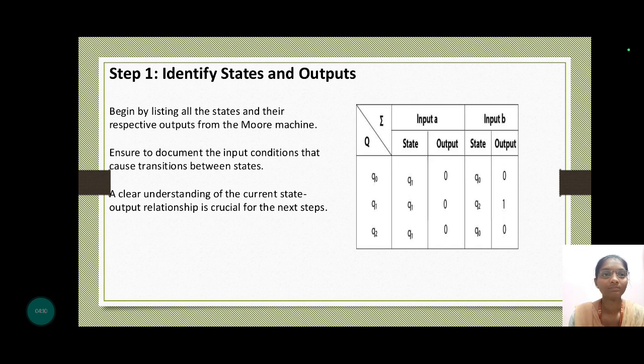Step 1. Identify states and outputs. Begin by listing all the states and their respective outputs for the Moore machine. Ensure you document the input conditions that cause transitions between states. A clear understanding of the current state output relationship is crucial for the next steps. In the picture beside, we can see the input A state output and input B state and output in a tabular column.